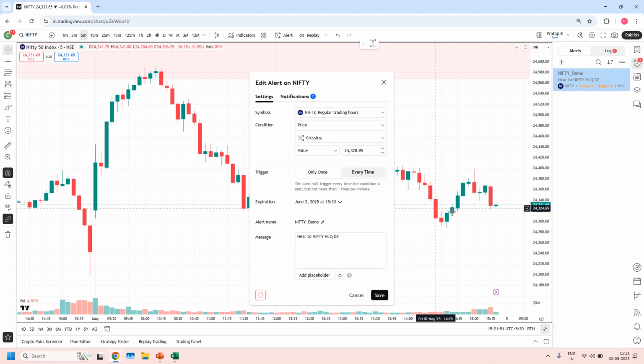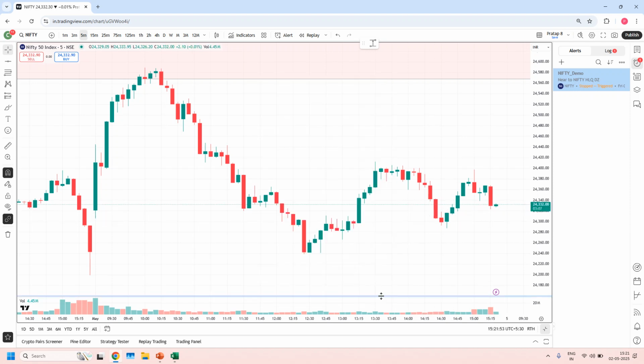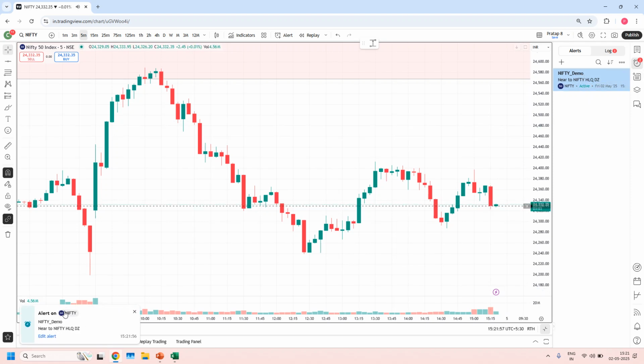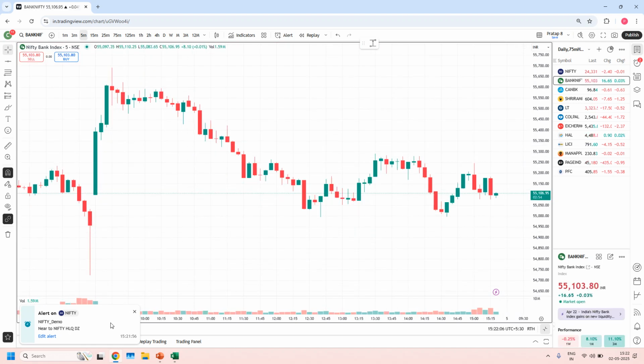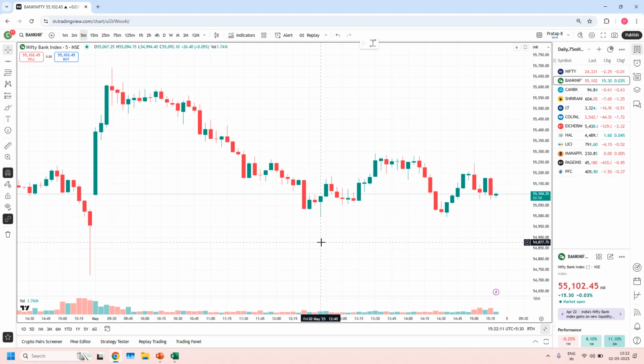Every time it reaches, it gives you the alert. See, again it came, it gave the alert. Now let's go to our window. Now let me go to Bank Nifty. But we set the alert in Nifty, it gave an alert, I closed the alert. Every time it reaches, it will give you an alert.